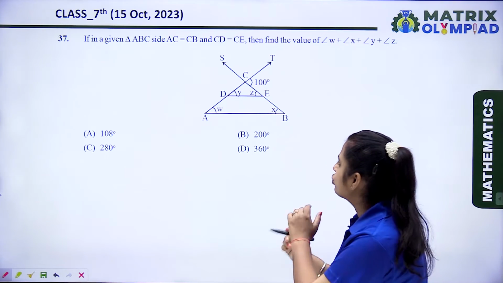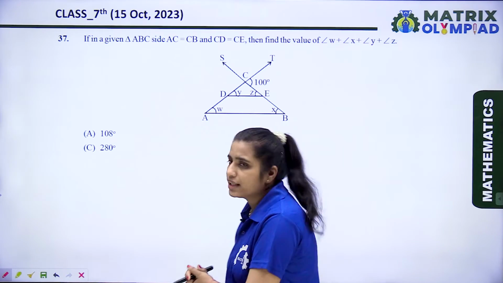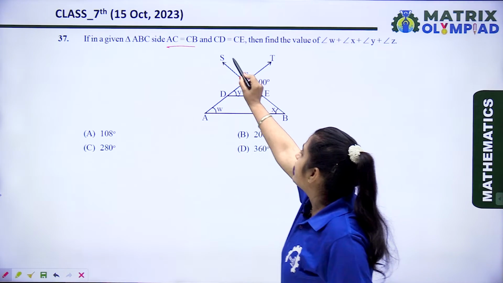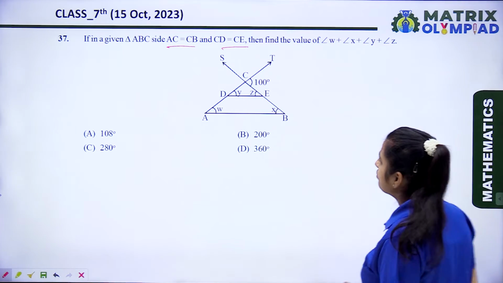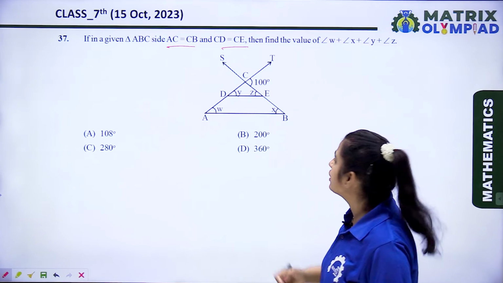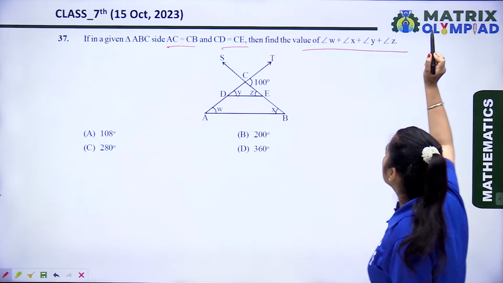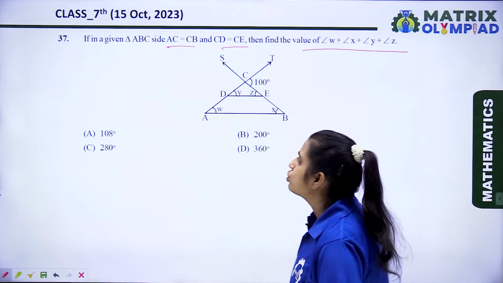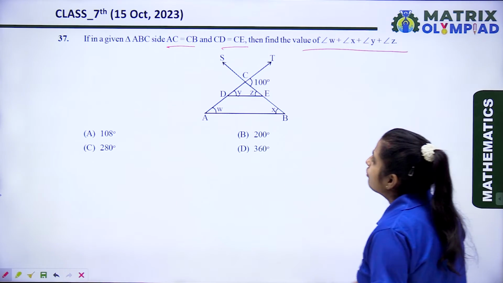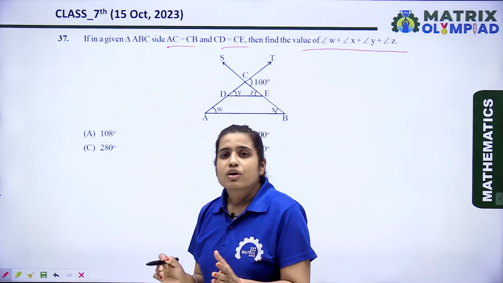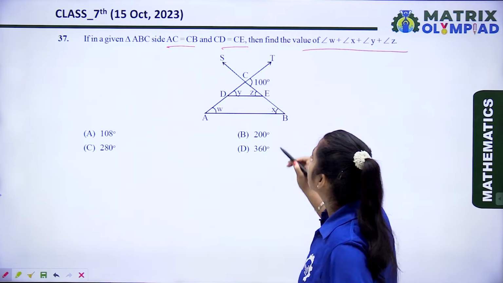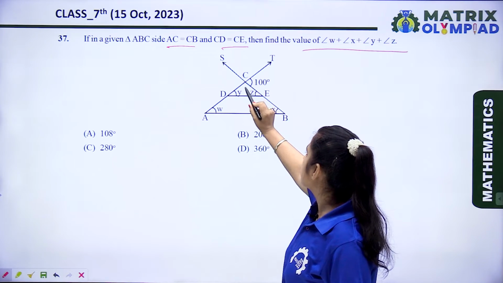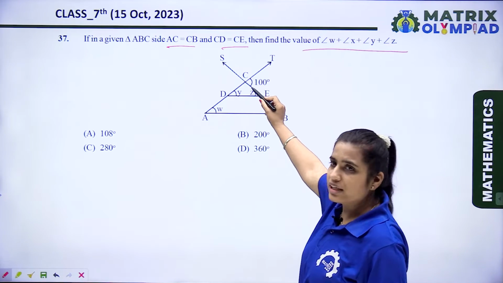Question number 37. In question number 37, we have a triangle ABC, and here the side AC is equal to CB and CD is equal to CE. So, here two sides are equal to each other and we have to find out the value of angle W plus angle X plus angle Y plus angle Z. So, to find out the value, we have to first check which angle is given to us. Now, here angle TCE is given to us, that is 100 degree.